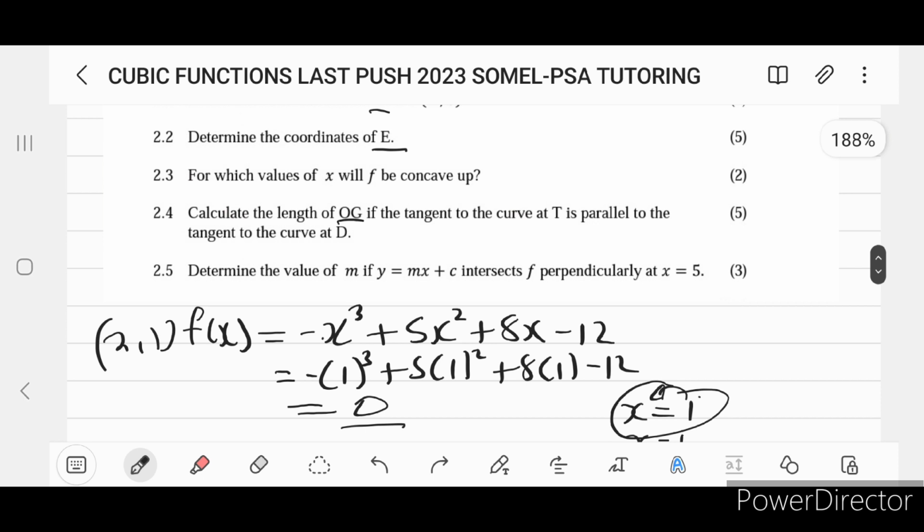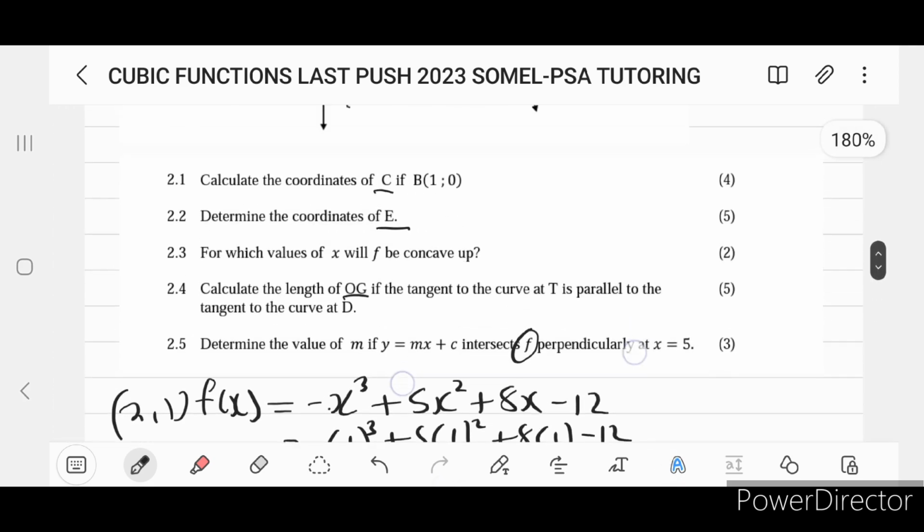What is the other question? Determine the value of m if this line intersects f perpendicularly at x equals 5. So we must find the gradient of f at x equals 5.